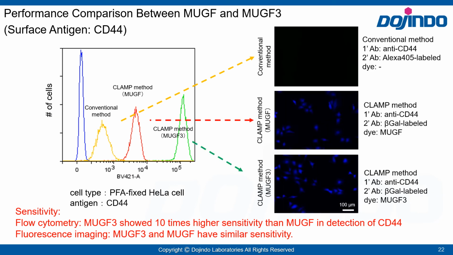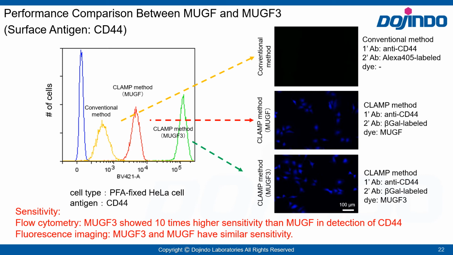In this new experiment, we are once again staining PFA-fixed HeLa cells for CD44 antigen expression via the conventional and clamp methods. However, this time we are also performing the clamp method with MUGF3. In the graph, we see the conventional antibody results displayed as yellow peaks, the MUGF clamp results as red peaks, and the MUGF3 clamp results as green peaks.